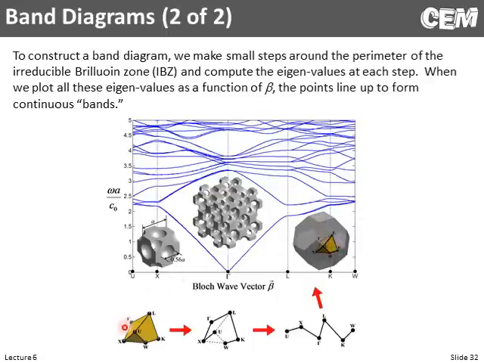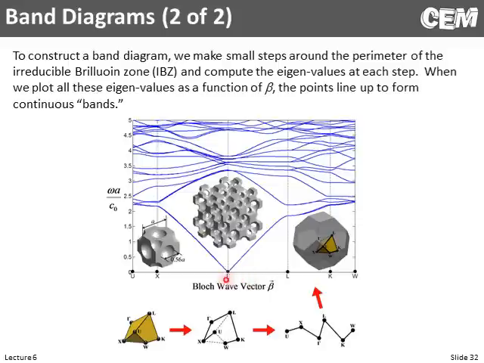So here's the irreducible Brillouin zone again. We're going to pick a path. We're going to start at U. We're going to go down to X, up to gamma, over to L, down to K, over to W, and maybe even back to U. So here's our path around that irreducible Brillouin zone. Then we're going to take this single line path and stretch it out. And this stretched out becomes the horizontal axis on a band diagram.